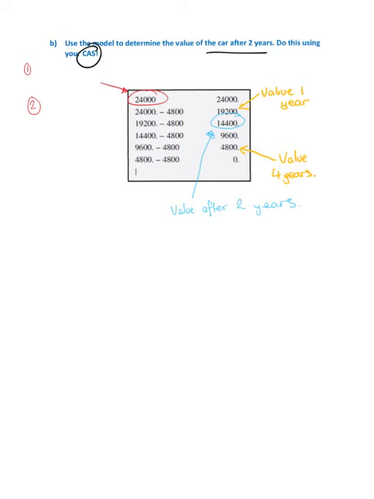What you need to do is first type your initial value and press equals. Remember that our initial value is 24,000. There it is. Once you press enter, then you're going to subtract D, or the amount that it's depreciating by. So you're going to go minus 4,800, and then click enter. And that is going to bring up your value after 1 year. Press enter again. 2 years, press enter again.